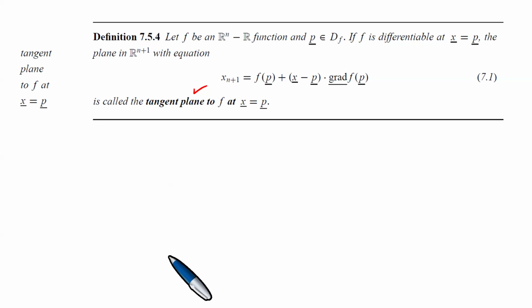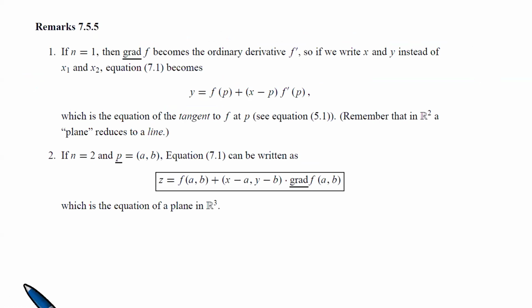Okay, let us continue to think about this and make sure that we're able to find the tangent plane in the exam, given a situation. Take a look at this definition and move on. All right, there are remarks that are very important. For instance, if n is 1, so we are dealing with a one-dimensional space, then the gradient of f becomes the ordinary derivative f primed. So if we write x and y instead of x1 and x2, equation 7.1 becomes this.